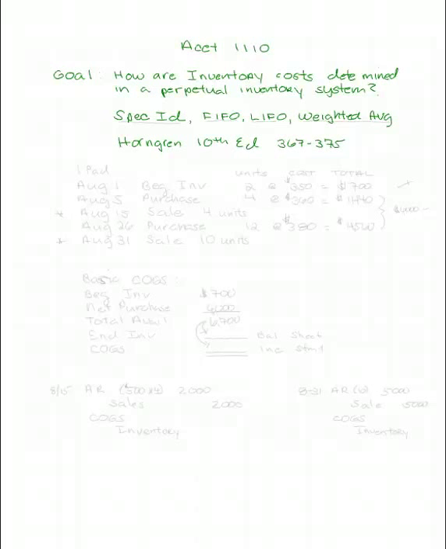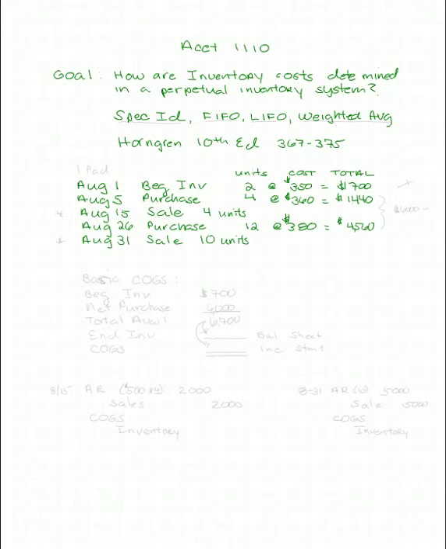Hold on a sec. So welcome back, and here's my facts. I have some iPads. On August 1st, I have a beginning inventory of 2 iPads at $350 each for a total of $700. Following down the next line, on August 5th, I purchased 4 more for $360 each for a total of $1,440.